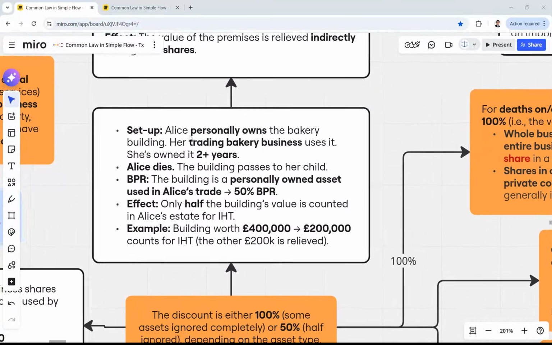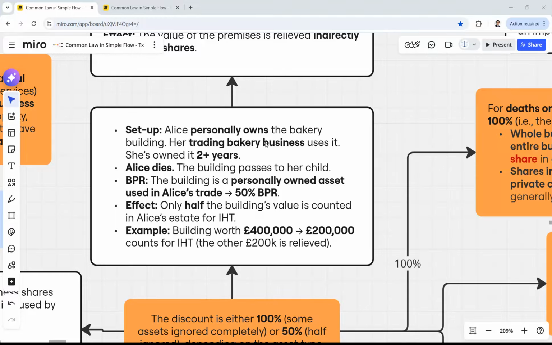The setup is Alice personally owns the bakery building. Her trading bakery business uses it. She owns the bakery building for 2+ years. Alice dies. The building passes to her child. The business property relief says the following: the building is a personally owned asset used in Alice's trade, so it gets 50% business property relief.